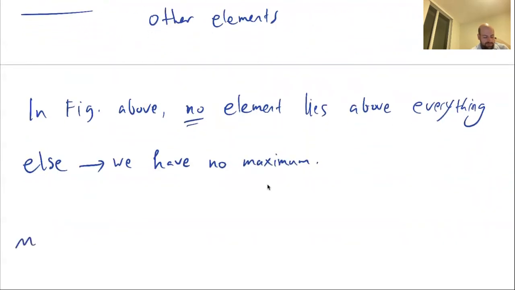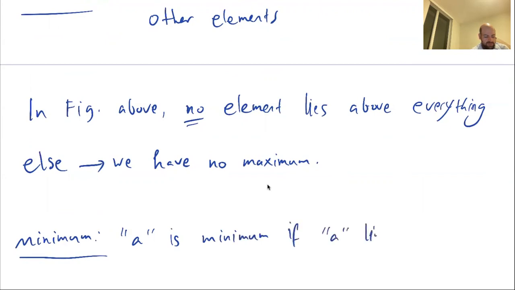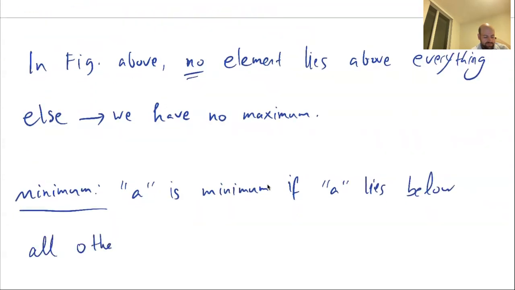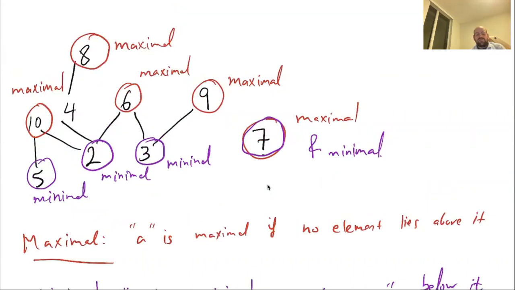So for minimum, A is minimum if A lies below all other elements. Again, here we don't have an element that lies below everything else. For example, 5 lies below 10, but does not lie below 4, for example. 2 lies below 10, 4, 6, and 8, but 2 is not below 9, for example. 3 is not below 4, for example.